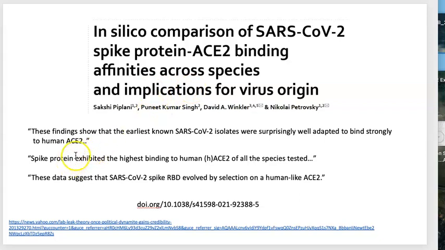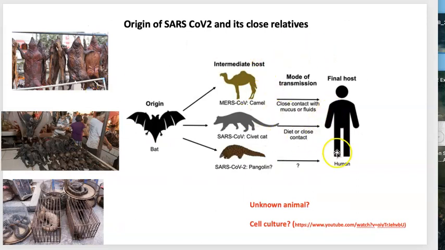Basically what he did was map the SARS-CoV-2 spike proteins against various ACE2 receptors in different animals, and asked the question, based on binding affinities and computer modeling, what does SARS-CoV-2 bind most tightly to? And he concludes, "These data suggest that SARS-CoV-2 spike receptor binding domain evolved by selection on human-like ACE2. The spike protein exhibited the highest binding to human ACE2 of all species tested," which essentially defies evolutionary logic in this particular case.